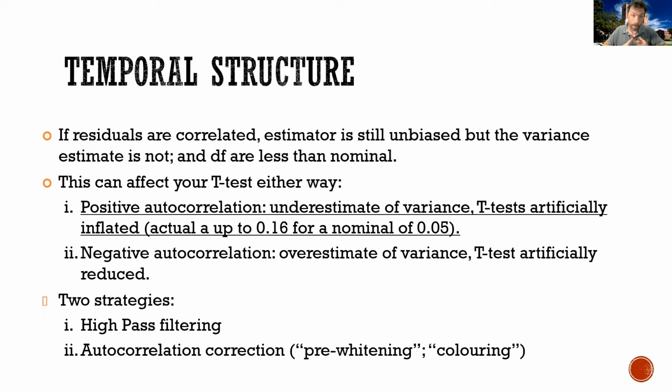First, and we already spoke about this, the high-pass filter. And second, we correct for the autocorrelation. Historically, there are two ways of doing this. One is called pre-whitening and one coloring. We will focus on pre-whitening because I don't think anybody does coloring anymore.